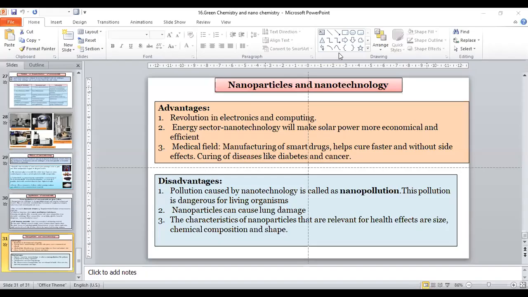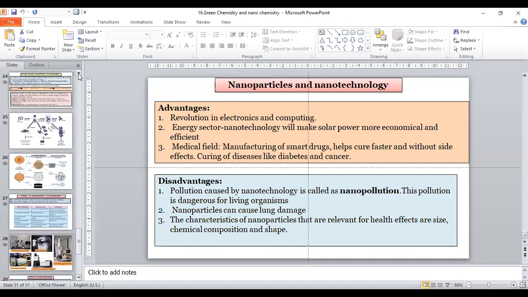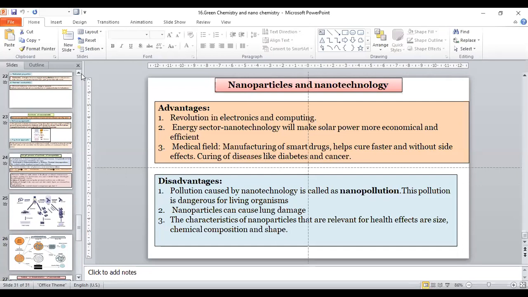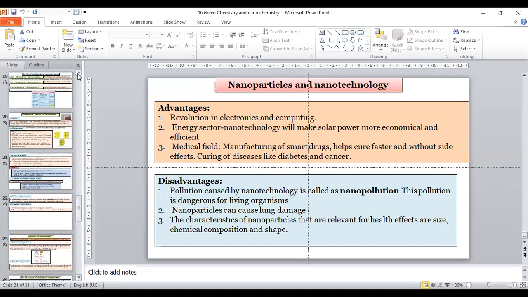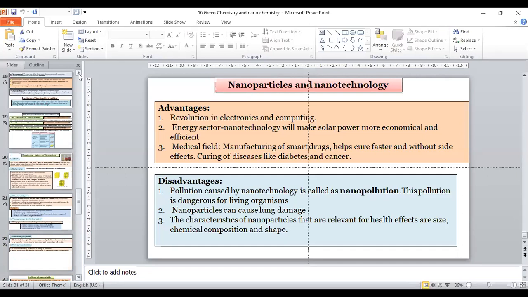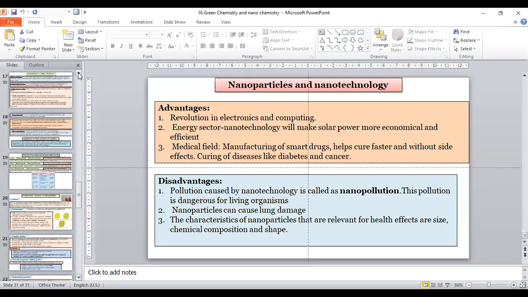So the remaining part of green chemistry and nano chemistry we will start. Yesterday we started this chapter. What is meant by green chemistry? What are the 12 principles of green chemistry? Who is the father of green chemistry? That is Paul Anastas, who had given the 12 principles of green chemistry.